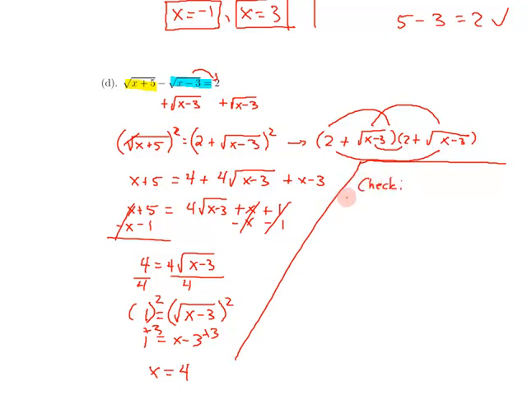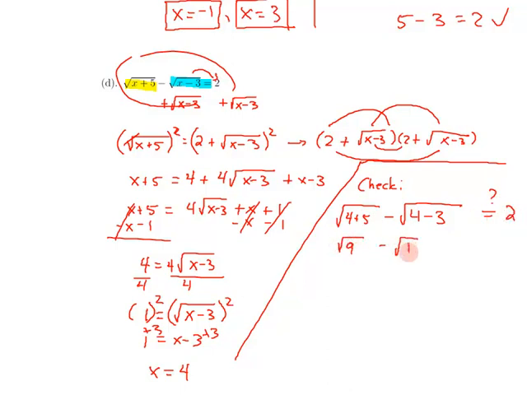Is x equals 4 the solution? So plug that back into the original problem here. I have the square root of x plus 5, so that's 4 plus 5, minus the square root of 4 minus 3. Is that equal to 2? And I think it's going to be.